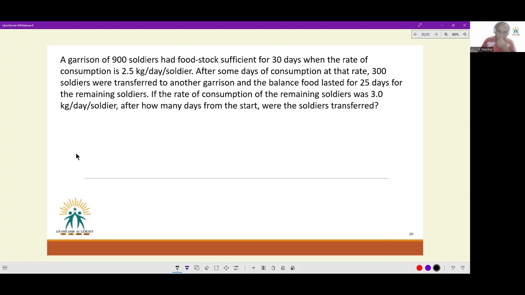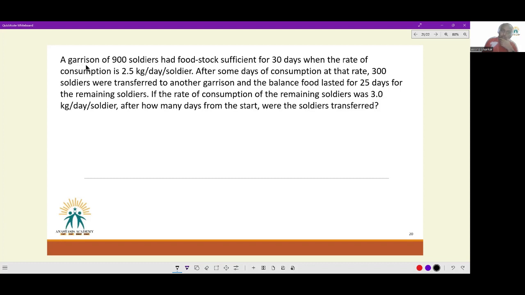So see, storyline wise, what can we infer? You can do it in terms of time and work idea. 900 soldiers, 30 days, into 2.5 gives you the total quantity of food. Then 600 soldiers for 25 days at the rate of 3, how much food was consumed? Then you divide it by 2.5, and you get your total number of days from the start. But I don't want to do that, because this is ratio, not time and work. How should we be looking at it?